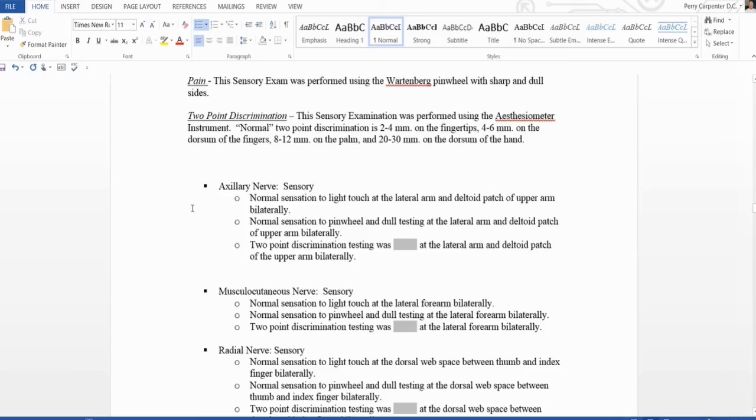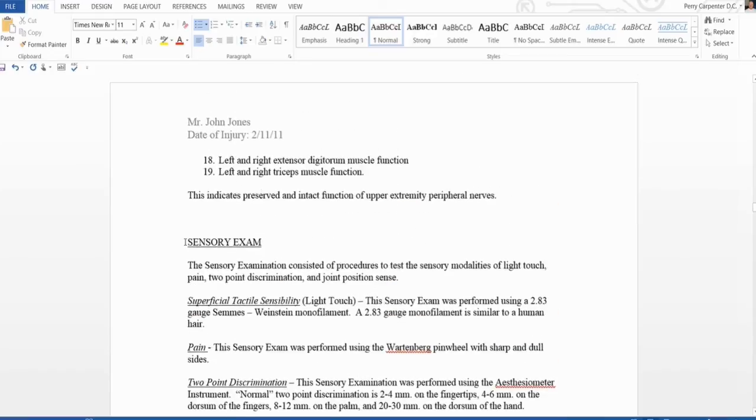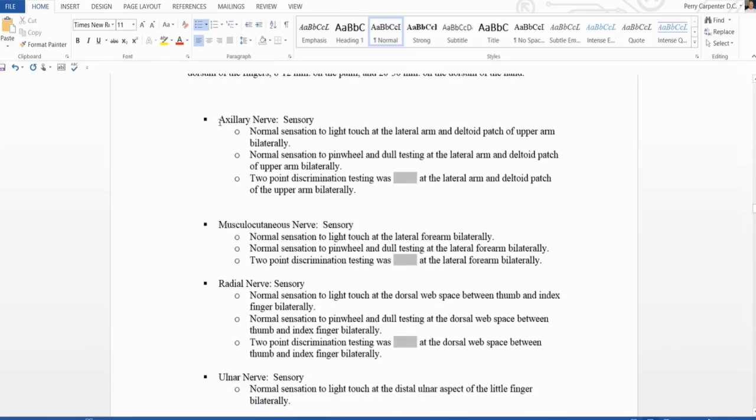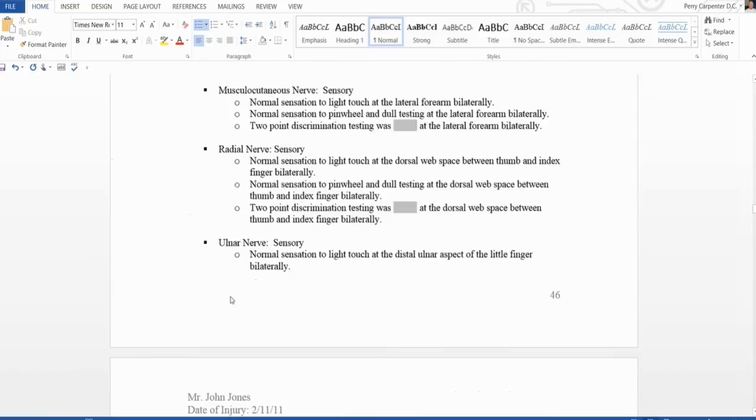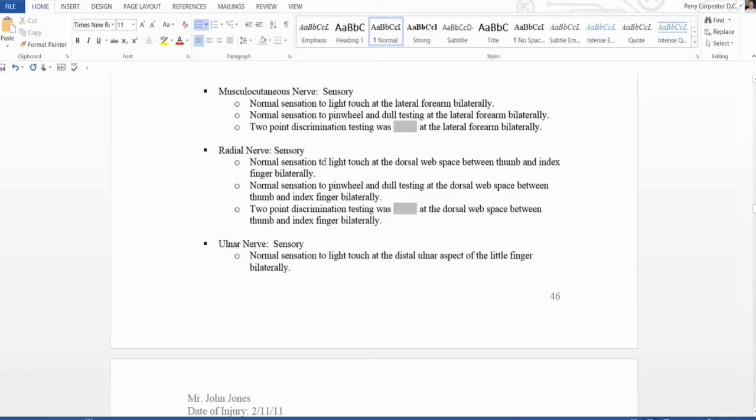Okay, and this is just one example, but you can apply this to all of your examination findings. Let's go back to our discussion on the sensory exam. Remember that we fully elaborated all the details of the sensory exam for the axillary nerve, the musculocutaneous nerve, and we did all the upper extremity peripheral nerves with regards to light touch testing, with regards to pinwheel and dull testing, with regards to two-point discrimination, and we even talked about joint position sense testing.